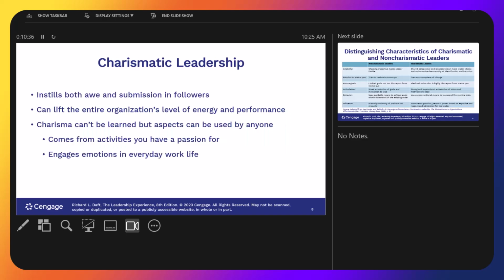Charismatic leadership instills both awe and submission in the followers. It can lift the entire organization's level of energy and performance. Charisma can't be learned, but aspects of it can be used by anyone. It comes from activities that you have a passion for and engages emotions in everyday work life.